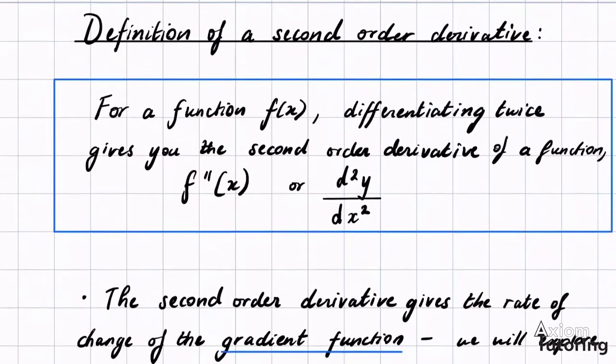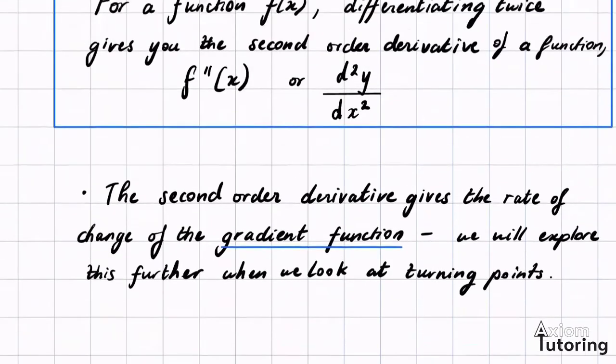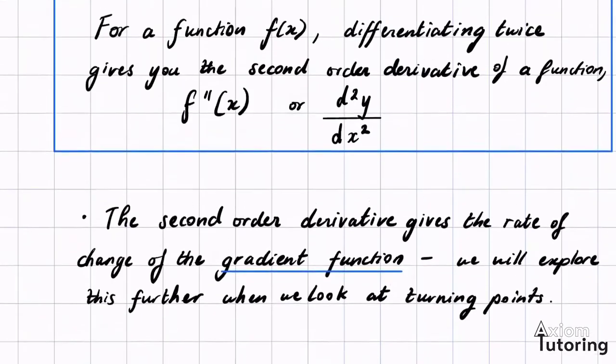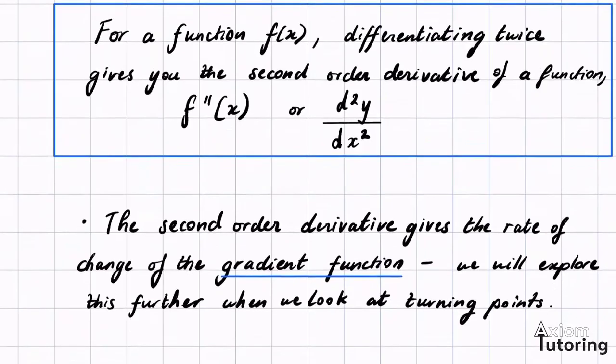So for a function f of x, differentiating twice gives you the second order derivative of a function. So that's f double dash of x or d squared y over dx squared. So the second order derivative gives the rate of change of the gradient function. And we will explore this further when we look at turning points. Now, the definition we've given here is to differentiate twice to get the second order derivative.